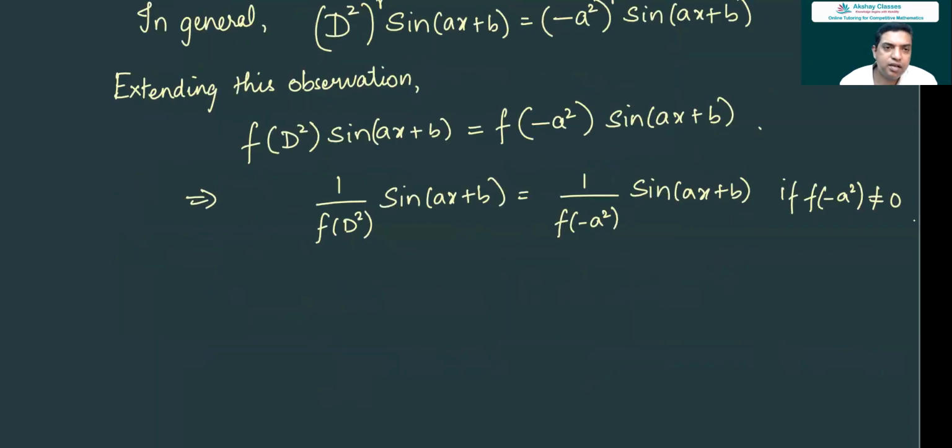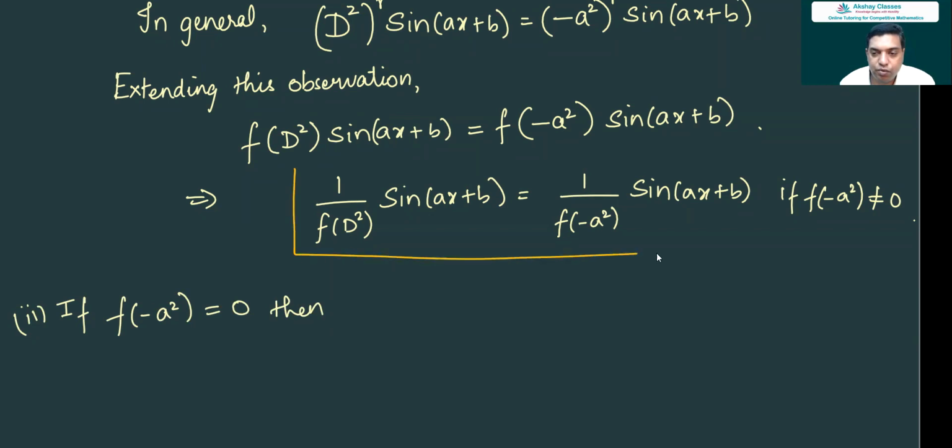I'll just do this part. I will write, give me 5 more minutes. Now, if f of minus a square is equal to 0, then the above rule fails. This particular rule will fail.